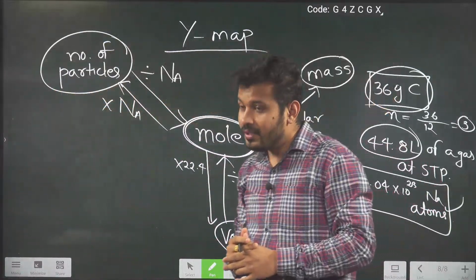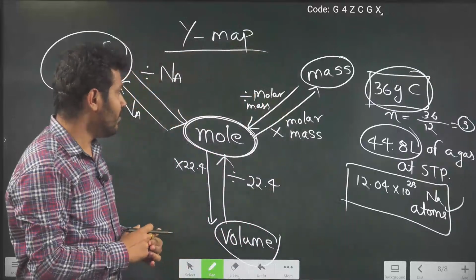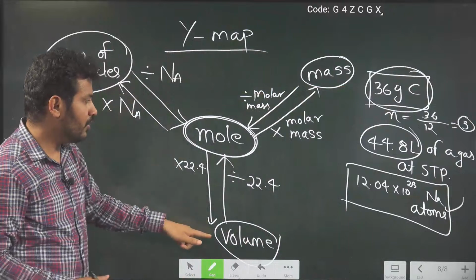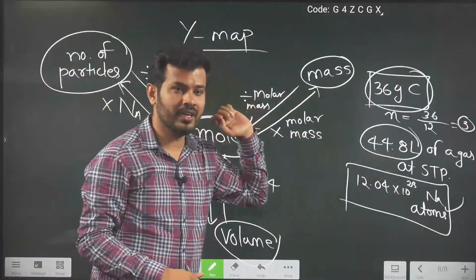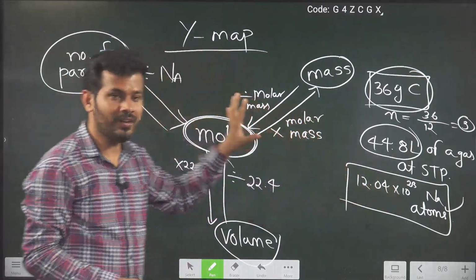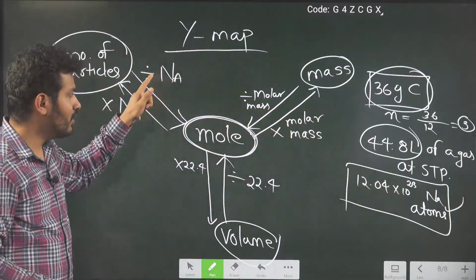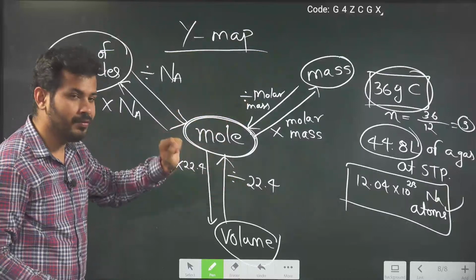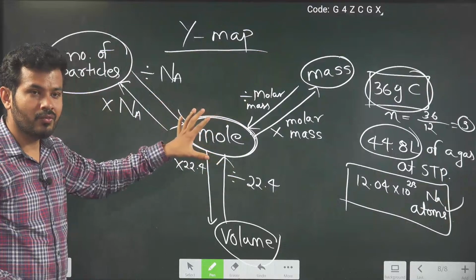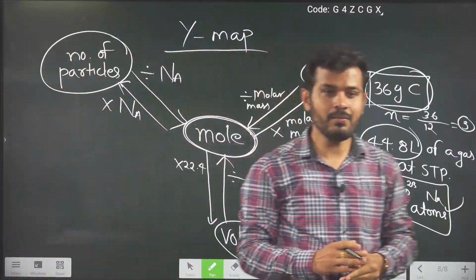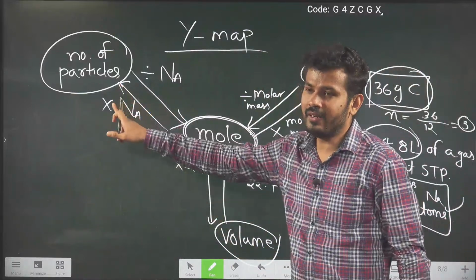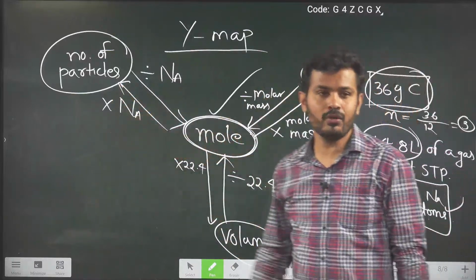So what is the conclusion? Whatever is given, it may be mass, just like 36 gram of carbon here. It may be volume, just like 44.8 liters of any gas. It may be number of particles, just like these many atoms of sodium. Whatever is given, if you divide by molar mass or 22.4 or Avogadro number, you will get the number of moles. What is the use of this Y map? Whatever mass or volume or particles are given, from that we always have to calculate moles.